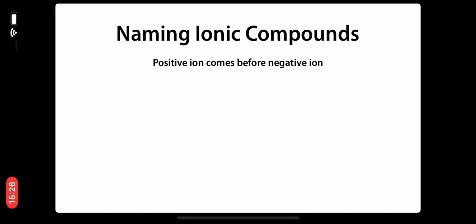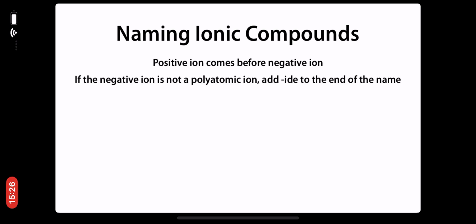Naming ionic compounds. When we want to name these ionic compounds, what we're going to do is name the positive ion before the negative ion, and if the negative ion is not a polyatomic ion, add IDE to the end of the name. For example, NaCl.